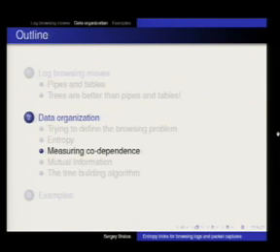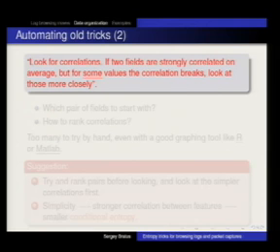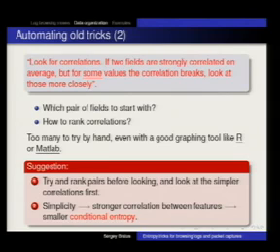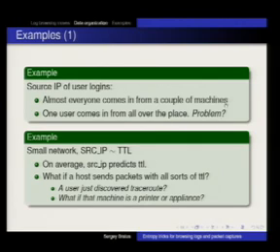So we went through this, and measuring codependence, correlation, is really interesting. So you look for correlations, and you want to know if a pair of fields is strongly correlated, and where this correlation breaks. So you would try and rank pairs of values before looking. And this might be significant.